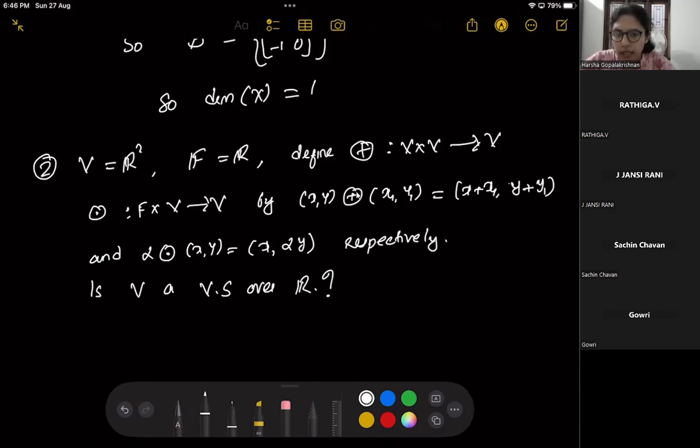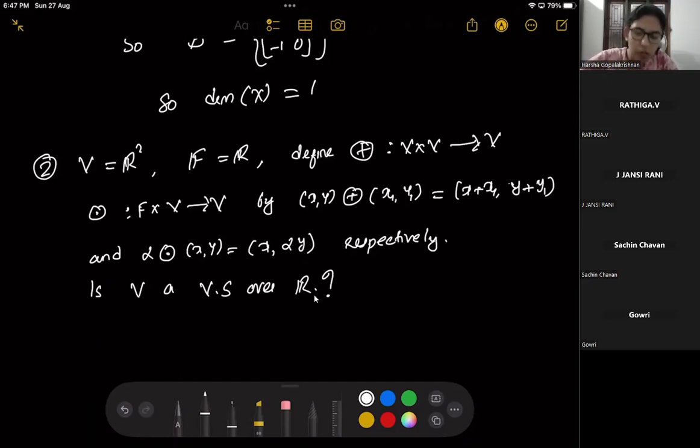So the addition is given as (x, y) plus (x1, y1) equal to (x plus x1, y plus y1), the component wise addition. And the scalar multiplication, alpha is an element from R and (x, y) is an element from R2. The scalar multiplication is defined as, for the first component, just x, and the second component is multiplied with alpha, alpha y. So the question is, is V a vector space over R?